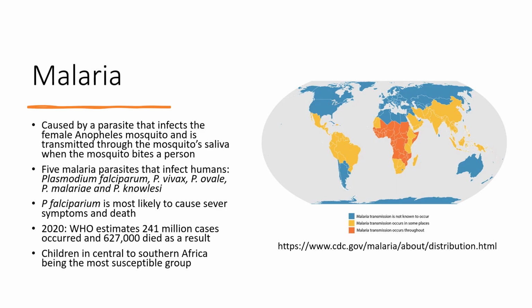So, what is malaria? Malaria is caused by a parasite that infects the female Anopheles mosquito and is transmitted through the mosquito's saliva when the mosquito bites a person.